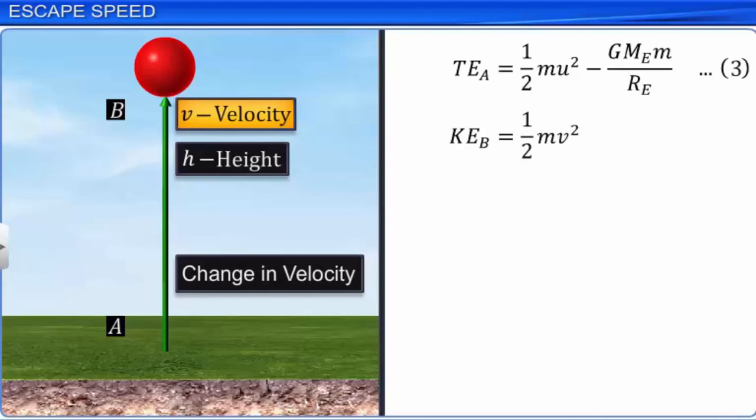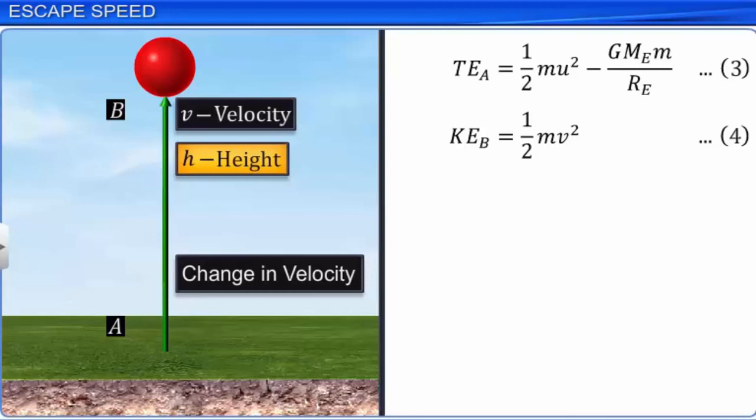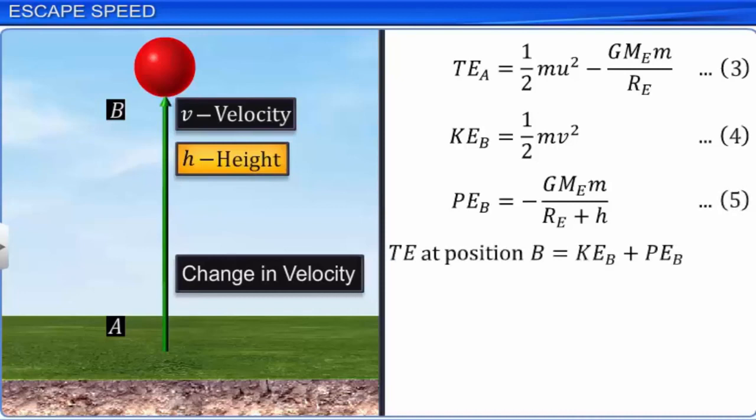The potential energy of the Earth-body system when the body is at height h is denoted by the equation PE is equal to minus G M_E m divided by R_E plus h. Let this be equation 5. Thus, the total energy of the body at position B is expressed as the sum of equations 4 and 5. Let this expression be equation 6.